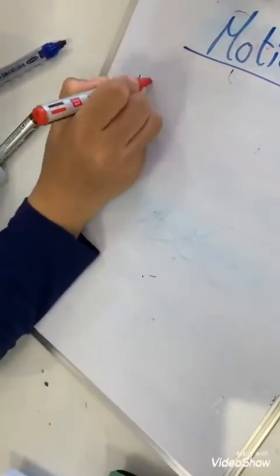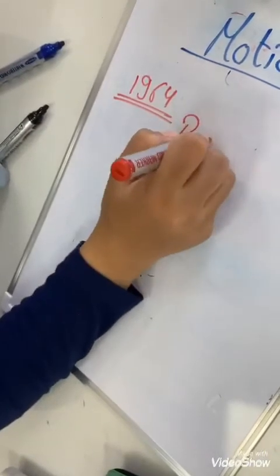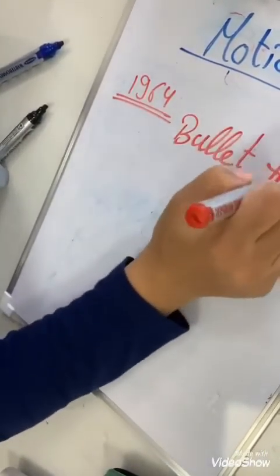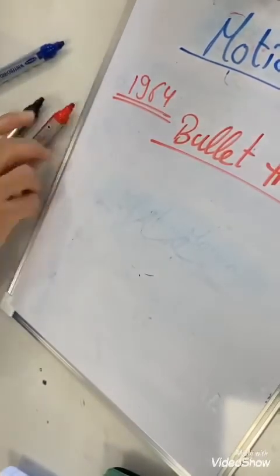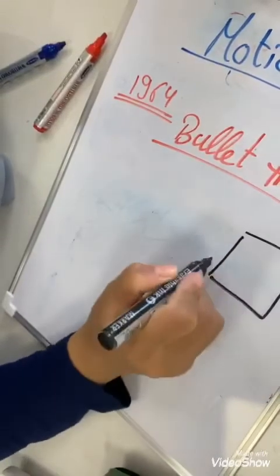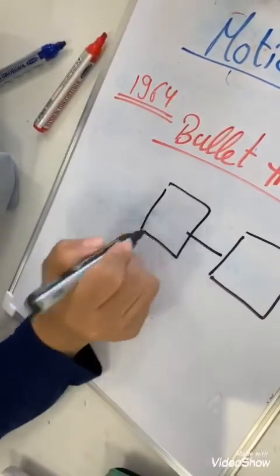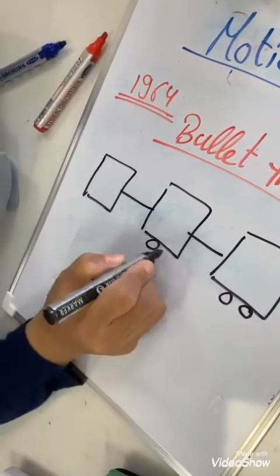In 1964, there was a train called the bullet train. This was developed in Japan. This bullet train differs from the normal train in one thing. Let me tell you, this is a normal train.